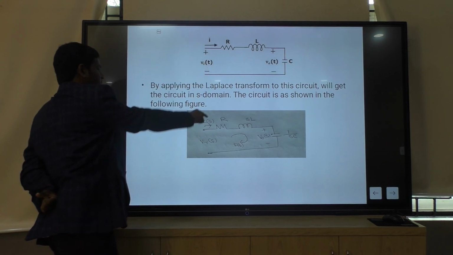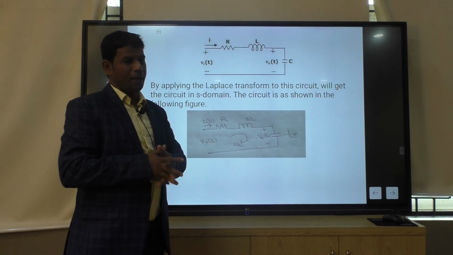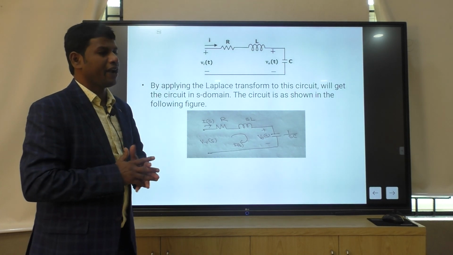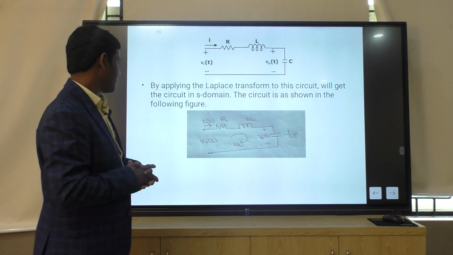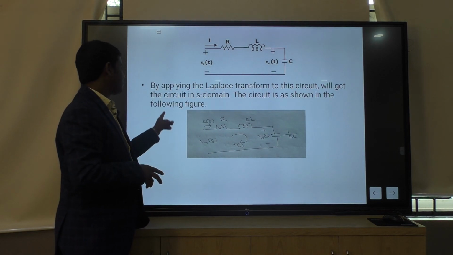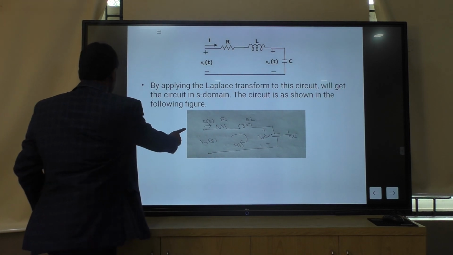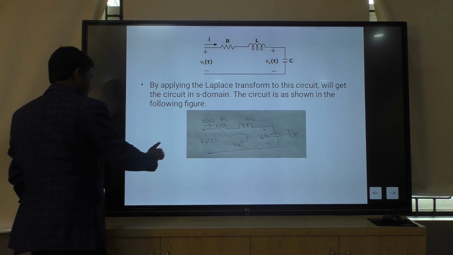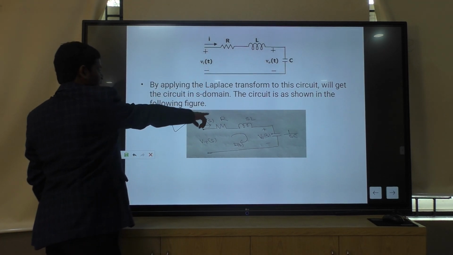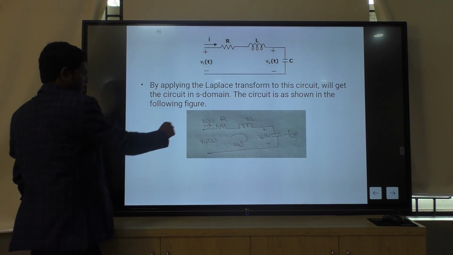To find the block diagram, you remember, if a circuit is given in time domain, you have to apply the Laplace transformation. So you apply the Laplace transformation method to the time domain circuit and you find the S domain circuit, a Laplace circuit. By applying the Laplace transformation to this circuit, I will get the S domain circuit. This is the S domain circuit.